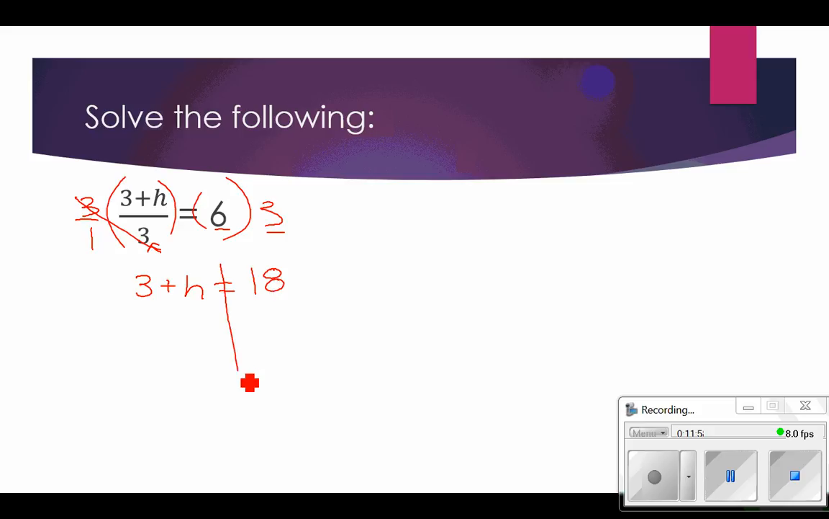We want to get rid of the 3. This is the same thing as positive 3. So to get rid of it, we have to subtract 3. H equals 15.